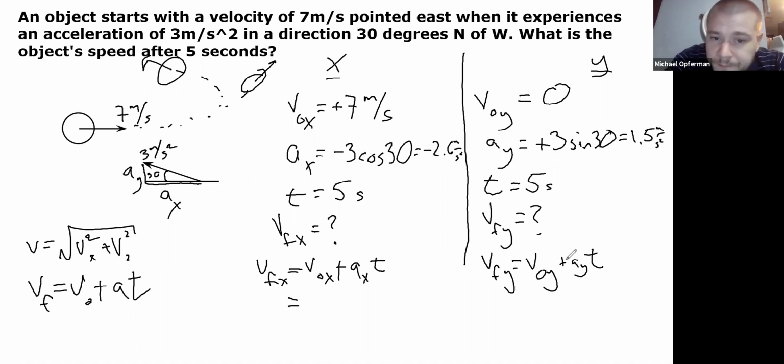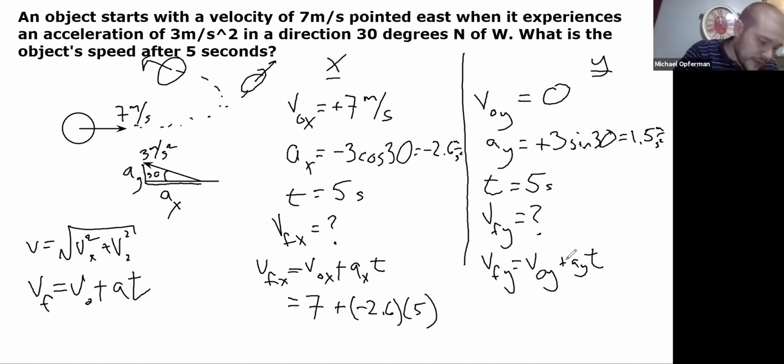Now I just plug. So VOX, that's 7, plus AX, that's negative 2.6. Time is 5. So it's 7 minus 2.6 times 5, which is negative 6. So it turns out it actually did have enough time to turn the whole thing around and reverse the direction of the initial velocity.